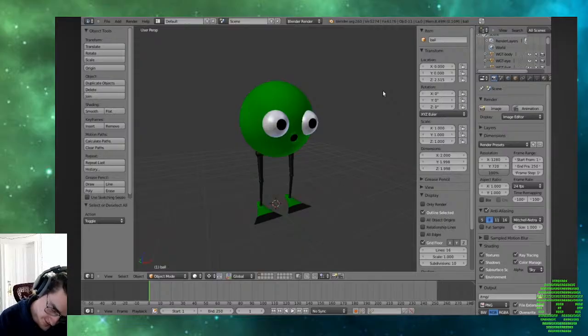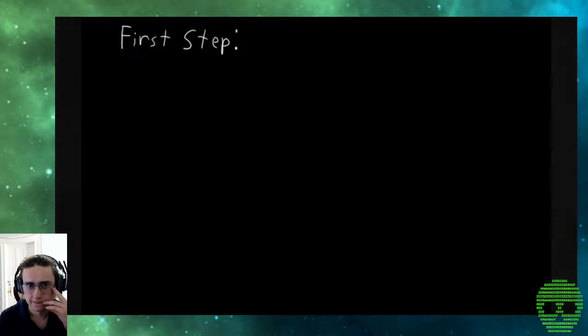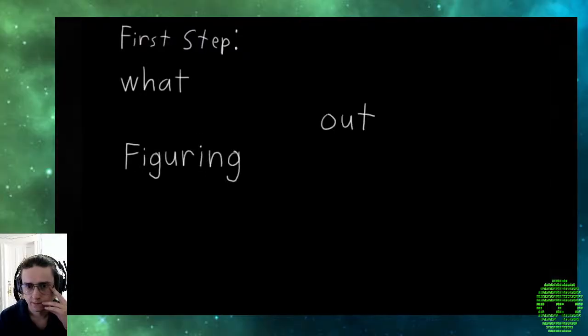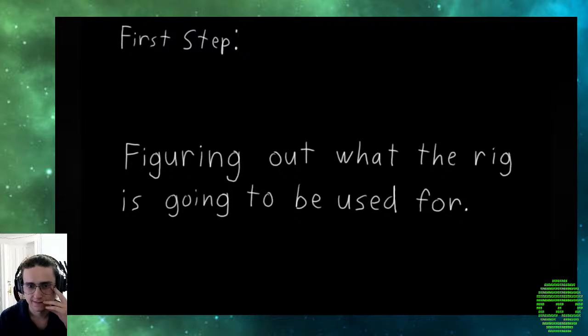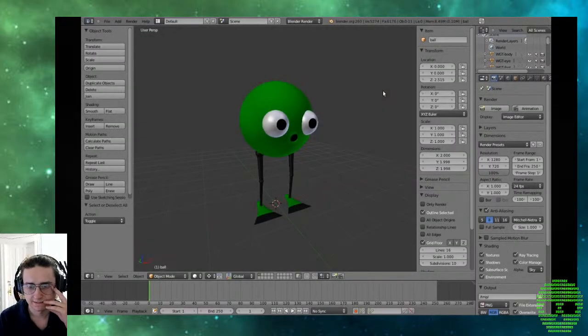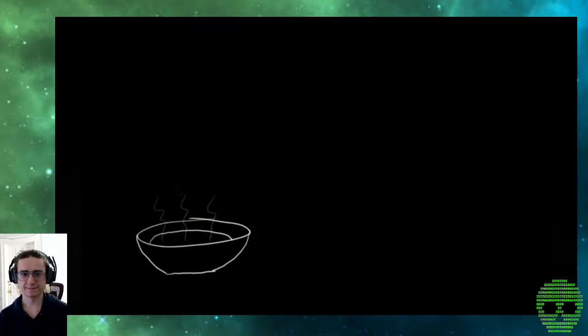But before we do that, we need to figure out what Mr. Squeegee Feet is going to be used for. In fact, that's pretty much the first step with any rigging job, figuring out what the rig is going to be used for. It's just like designing anything else. If you're going to design an eating utensil, it's important to know if the person is going to be using it to eat soup or spaghetti.